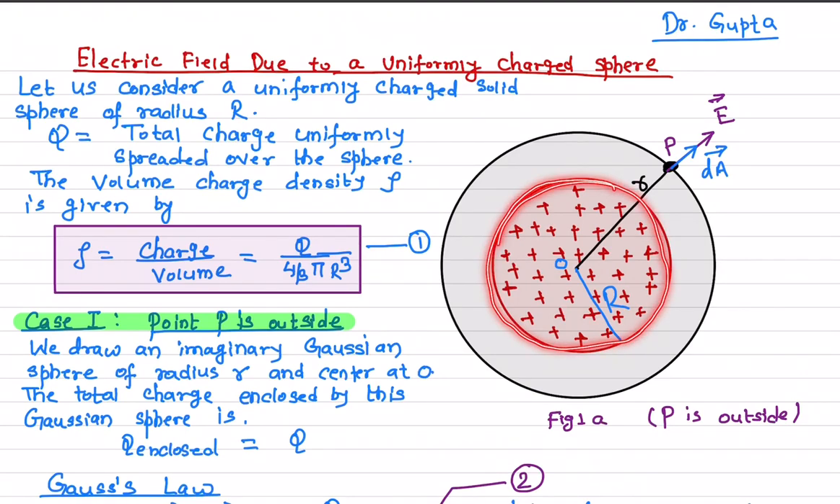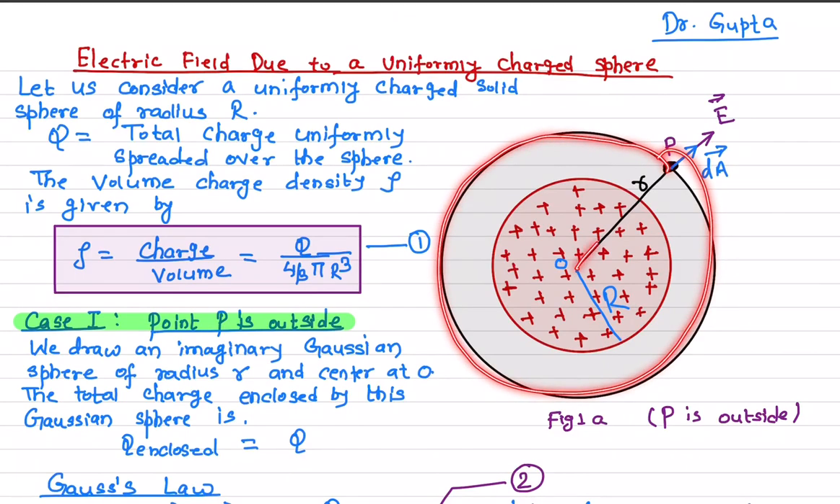Now the first thing we're going to do is find out the charge density. The charge density is the charge per unit volume. The total charge we have assumed is Q, and the volume of a sphere is 4/3 pi R cubed. That is the volume charge density. Now, as we are interested in finding the electric field at point P, we have drawn an imaginary Gaussian surface and the radius is r.